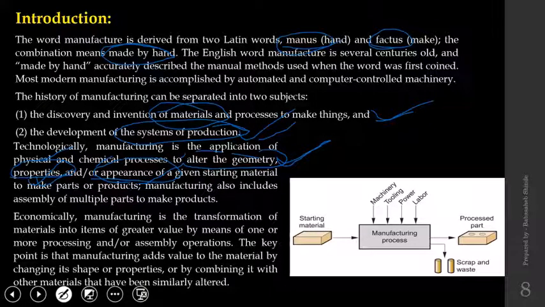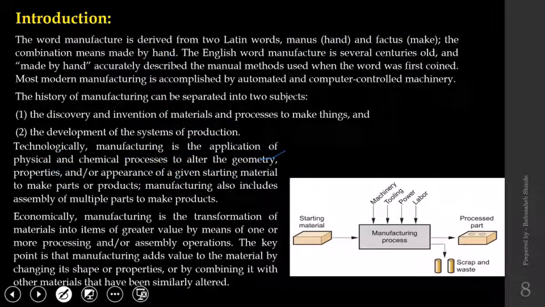Coating may be there. Even if you simply paint that material, that painting is also a manufacturing process, because using those processes you are improving the appearance of the product. And if you are doing that, that is also manufacturing. Okay, so whether you are altering the geometry, altering the properties, or altering the appearance in a better sense, all the processes involved are manufacturing processes. This is technically or technologically.